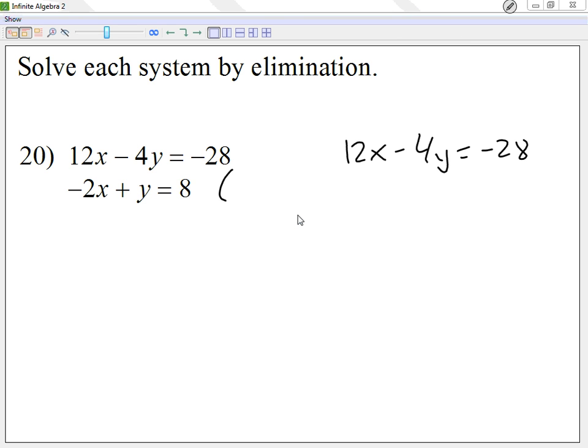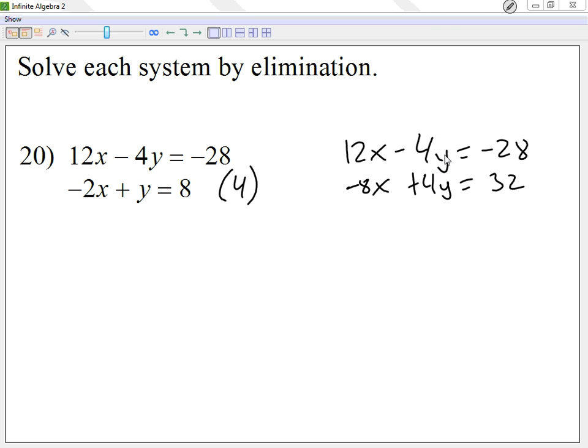Now, if you guys want to cancel out the x's, multiply everything by 6. If you want to cancel out the y's, multiply everything by 4. I think I would rather multiply by 4 than by 6. My numbers will be a little smaller. So let me multiply everything by 4. So I'm going to get negative 8x plus 4y equals 32. Because remember, now I'm trying to get the y's away.